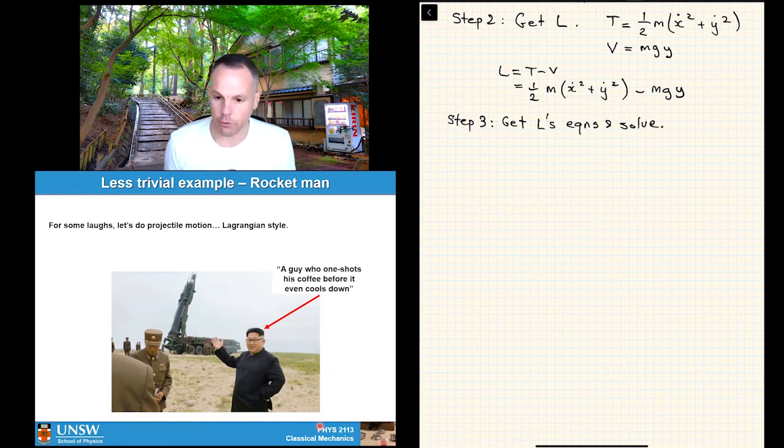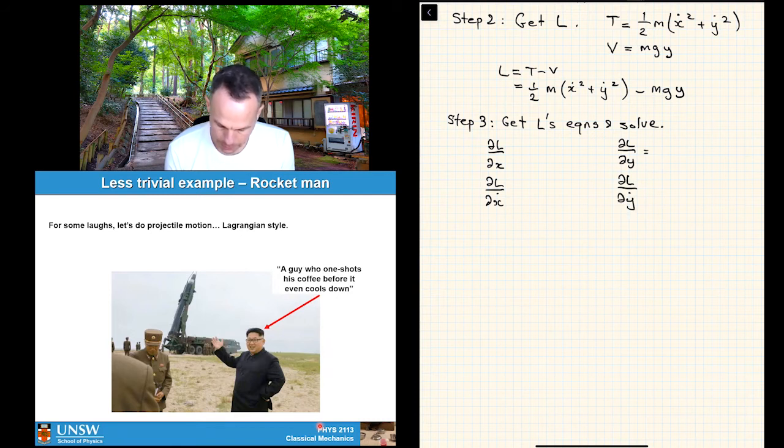And that means we need to get four derivatives in here, so let's get them one by one. We need dL/dx. We want dL/dx dot. We want dL/dy. And we want dL/dy dot. Like so, okay? dL/dx: there's no terms in x in our Lagrangian at all, so it's going to be 0.